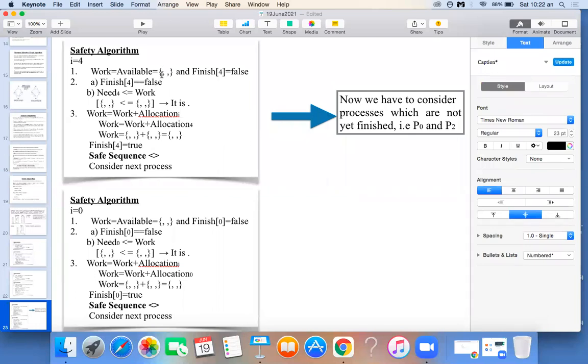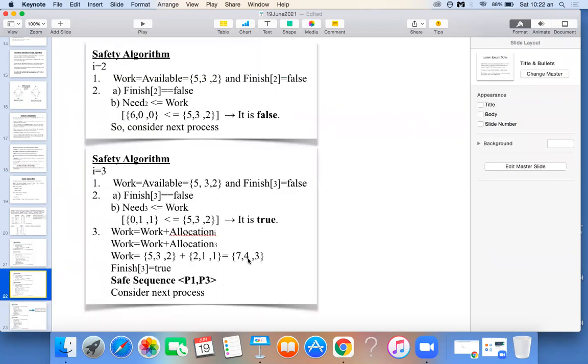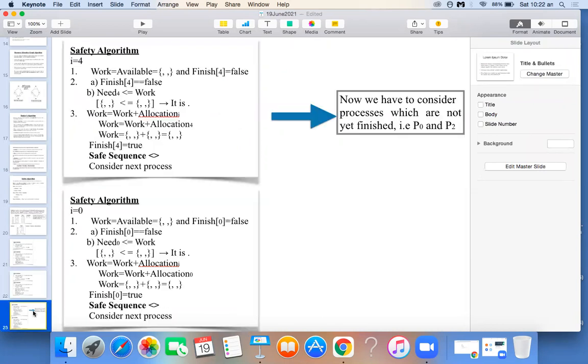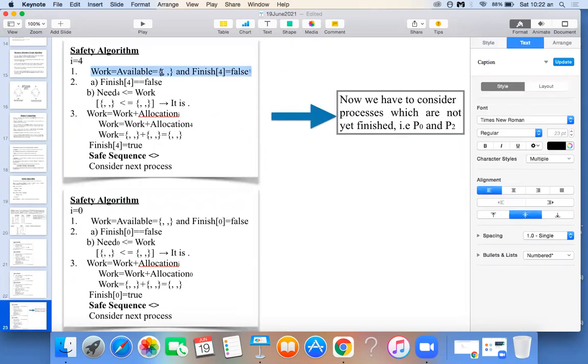So what is your work value now? What we have to consider now? 743. Yeah, you have to consider the previous value, right? What is the previous value of work? It is 743, correct? So that I am considering now. So write it here. Work is equal to available is equal to 743. That's it. And initialize your finish of 4 is equal to false. That is your step number 1.